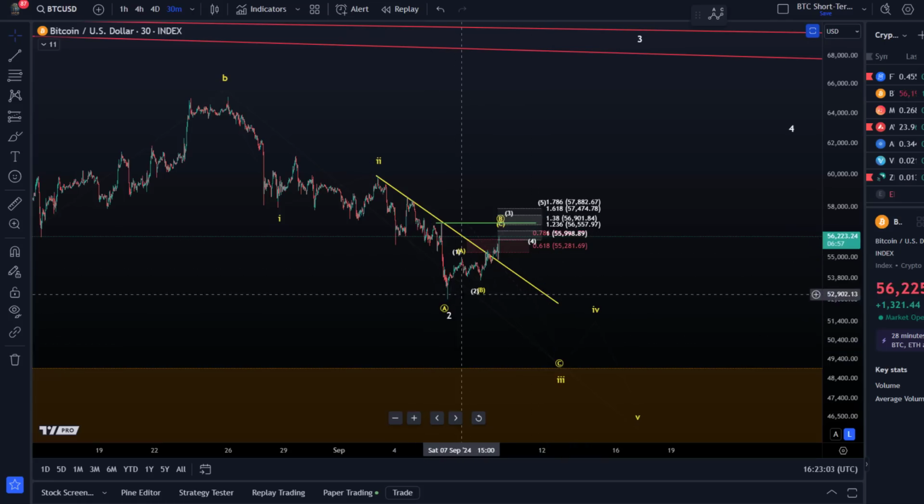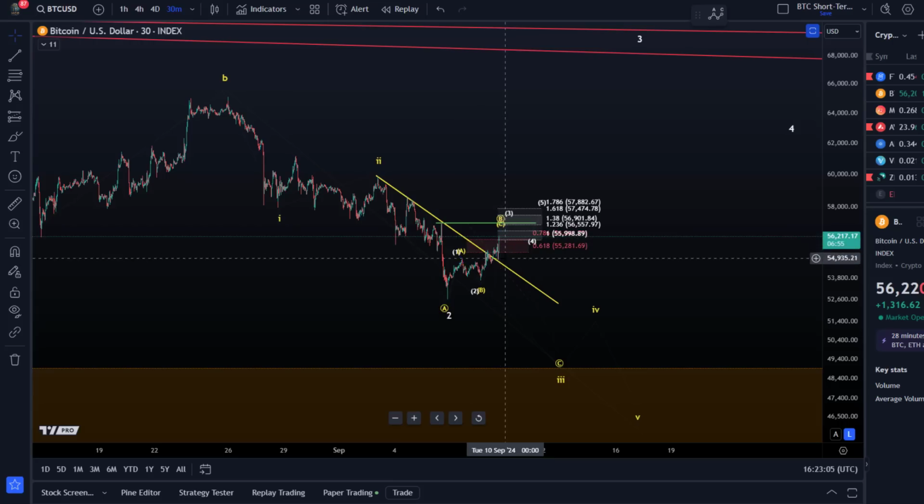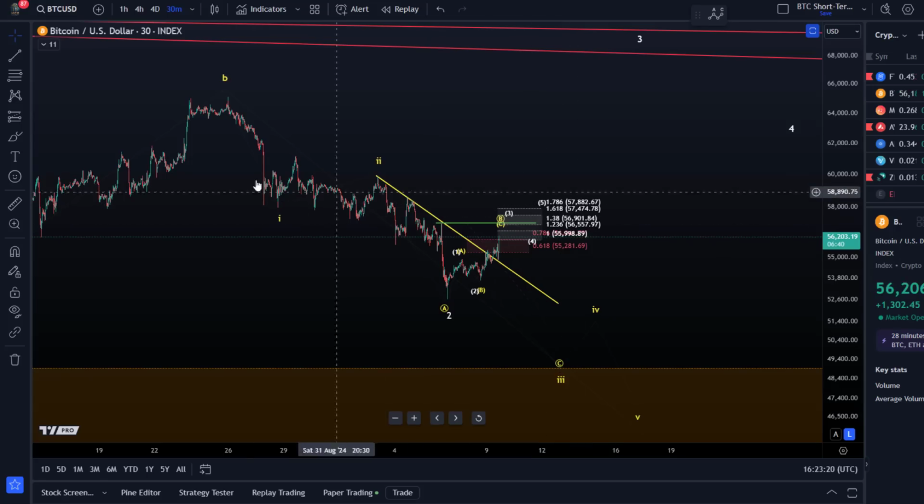But overall, we have seen a bit of upside momentum after the price pushed above the weekend high yesterday. That was not entirely unexpected. We talked about that in yesterday's video. So that happened. We've then seen a rally to 56K now. This is also how we started the day.